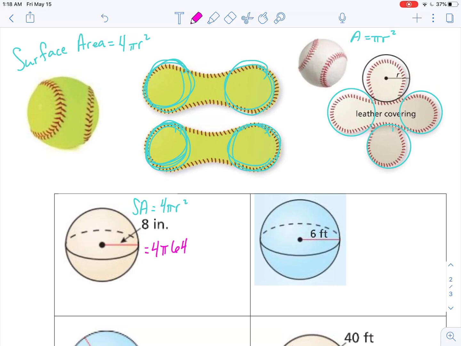And then I can simplify this. 64 times 4 gets me 256. So 256 pi would be my final answer.